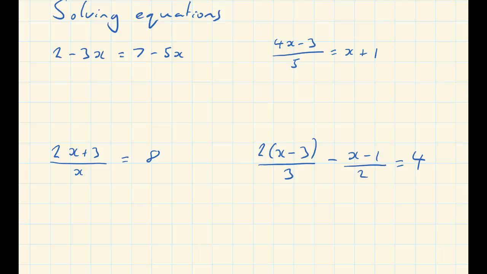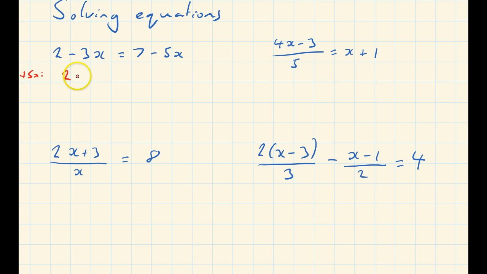Okay, this first one, I've got x's on both sides. I want to get them all on one side to start off with. I've got minus 3 over here, I've got minus 5 over here. So minus 3, I've got more of them over here, or less negatives over here. So what I'm going to do is add 5x to both sides to start off with.